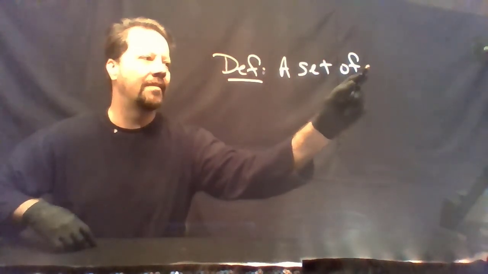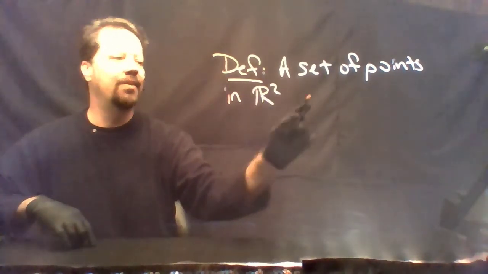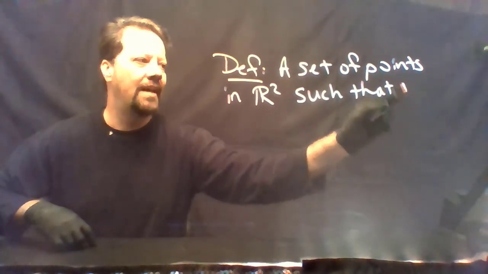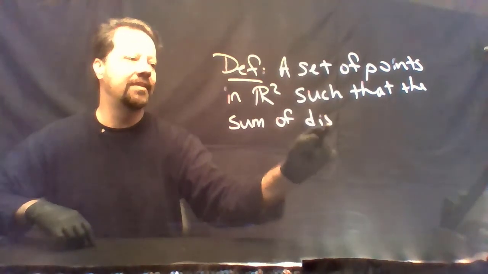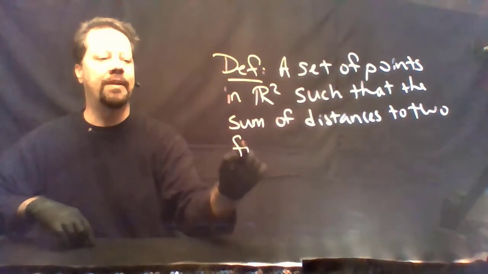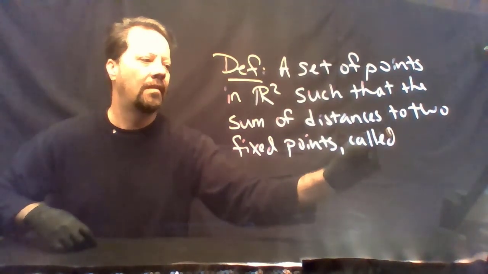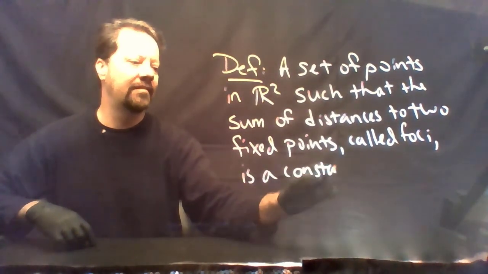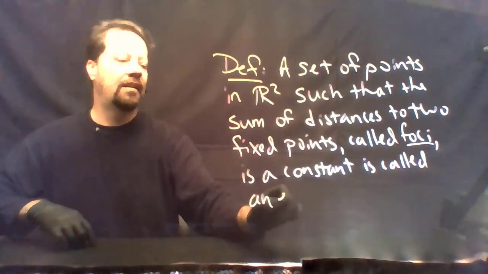A set of points in the plane R2 such that the sum of distances to two fixed points called foci is a constant is called an ellipse.